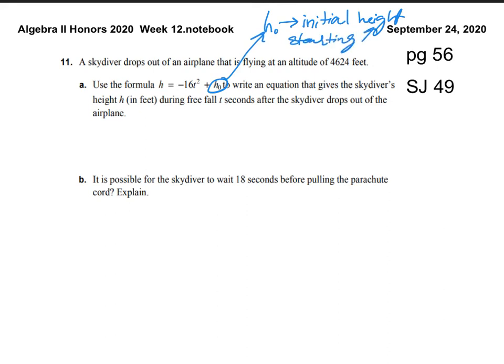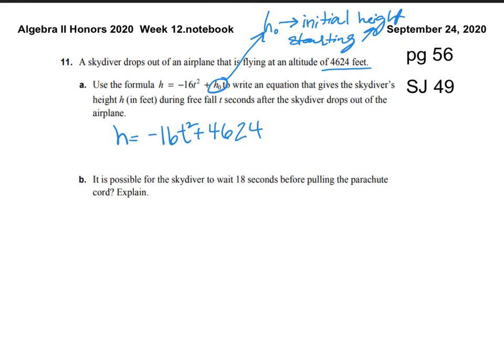Do we know the starting height? Yes. The airplane is flying at an altitude of 4,624 feet. So the answer to letter A is really quite simple. It is h equals -16t squared plus 4,624, because that is the starting height of the skydiver.